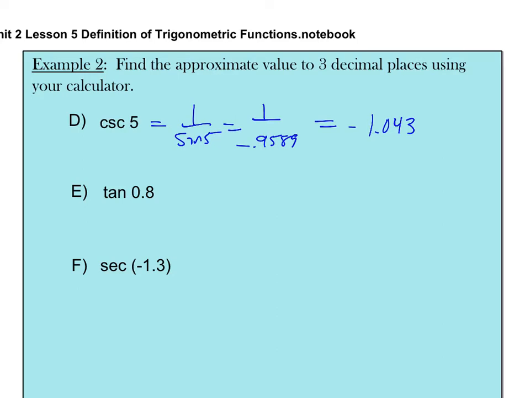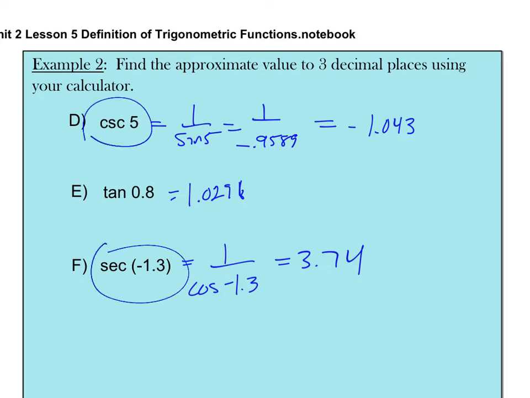Tangent of 0.8, pretty simple, type that in, 1.0296. Secant of negative 1.3, remember that's going to be 1 over cosine negative 1.3. So 1 over cosine negative 1.3, all that's going to get you 3.74. Again, all I'm doing, readjusting these if I need to, putting them into the fraction form. And then I'm just letting my calculator do the legwork. I'm just doing some button mashing here.